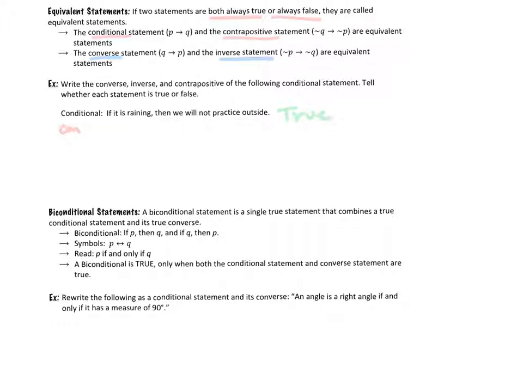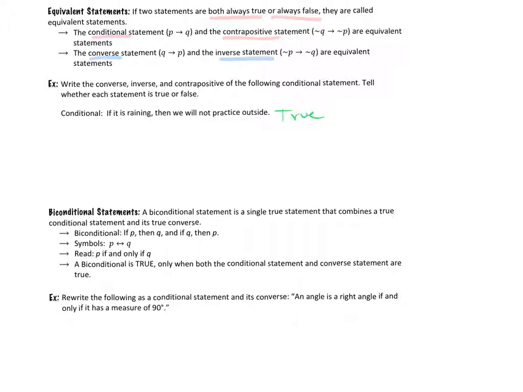So we're going to write the converse, inverse, and contrapositive of the following conditional statement. And again, we're going to tell whether each statement is true or false. So the conditional is, if it is raining, then we will not practice outside. This is a true statement.